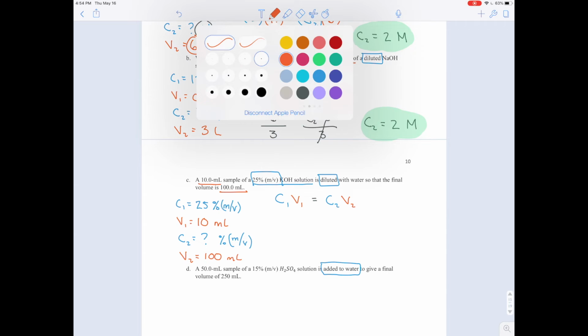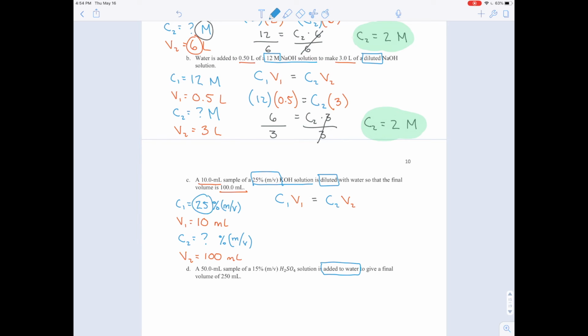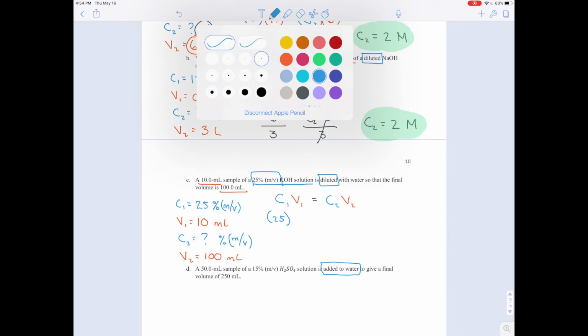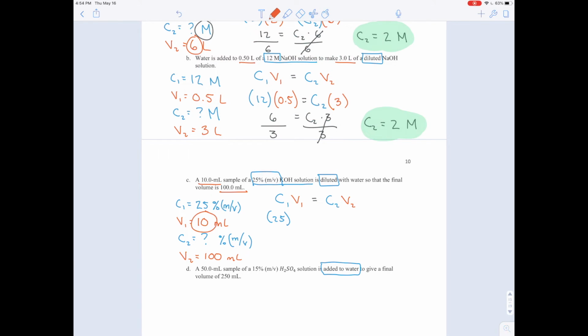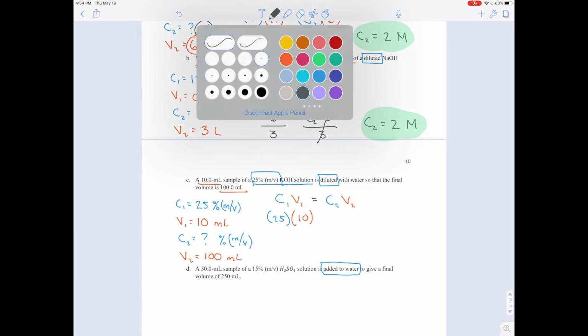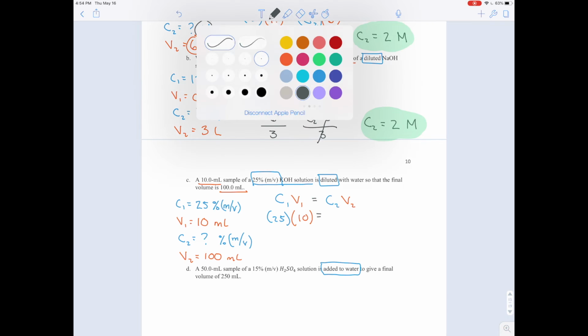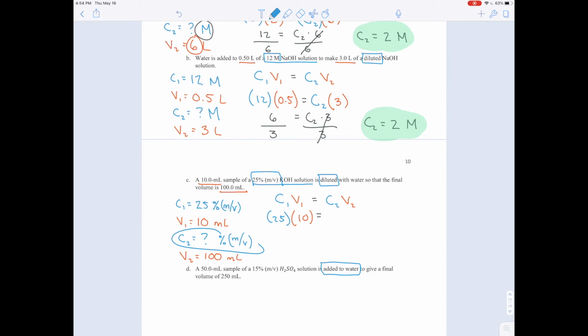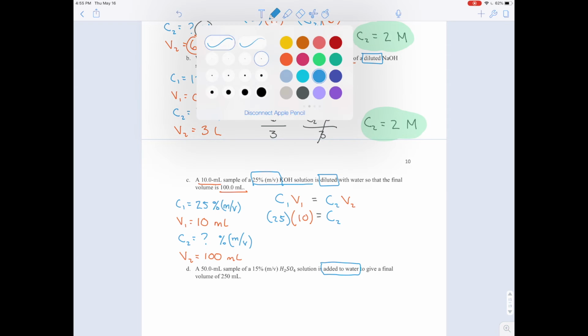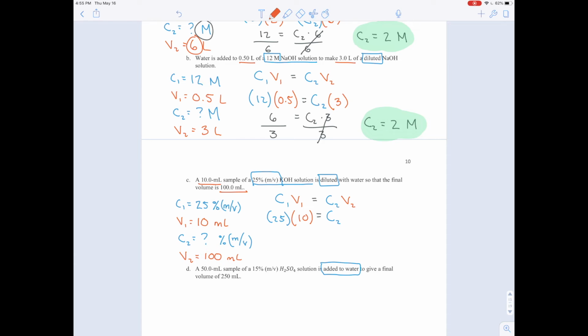All right, so instead of C1, we can write 25. Notice after you check that the units match, you can just plug in the numbers. Instead of V1, we can write 10. Then we have the equal sign. Instead of C2, we'll have C2 because we don't know what that is just yet. And then instead of V2, we could have 100 because V2 equals 100.